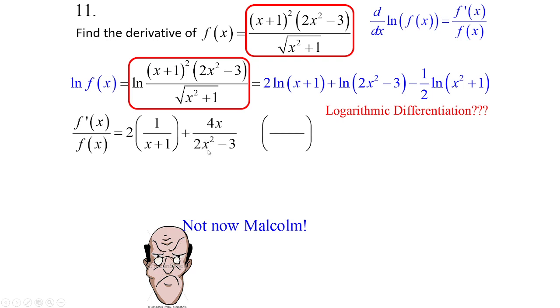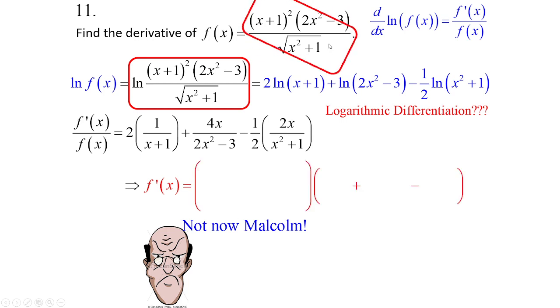Good, I got it there. And I'm just doing f prime over f on each of these right here. So then I got my negative 1/2, and then I got my 2x over x squared plus 1. And now we're going to multiply both sides by f of x. So f prime of x equals, and what's f of x? So there it is up there.